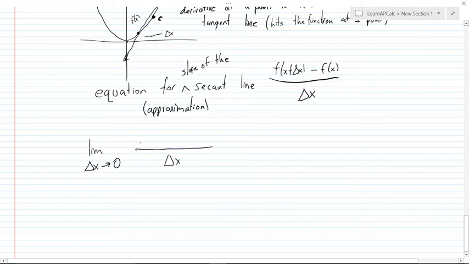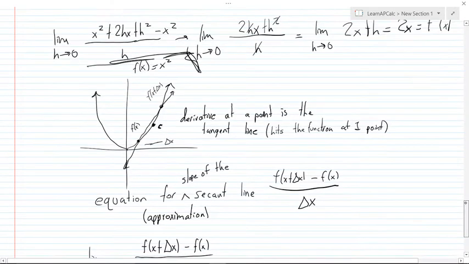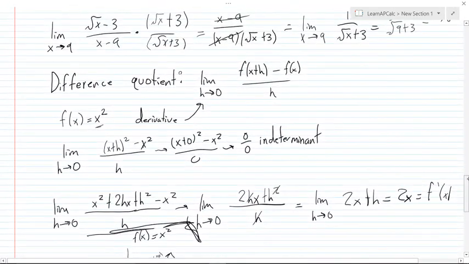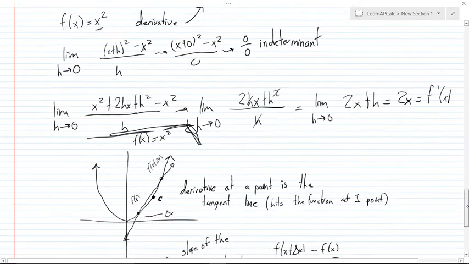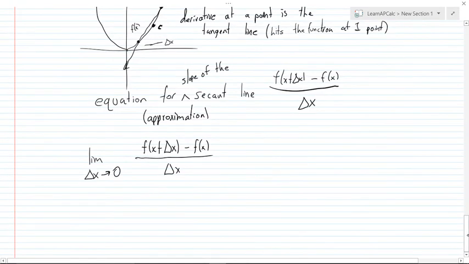So, and then I'll just write this out. And this looks a lot like this. And that's because it's the same. That's where the difference quotient comes from.